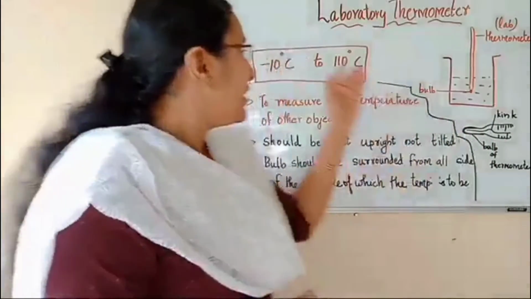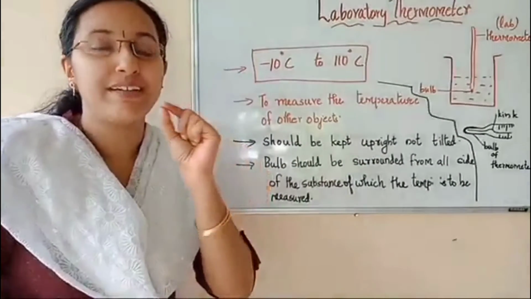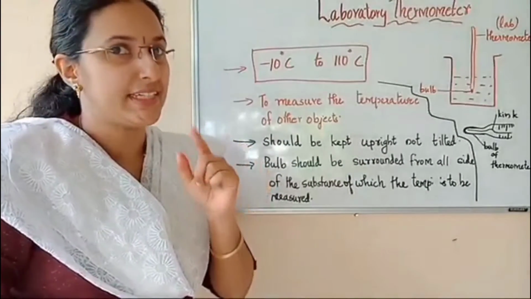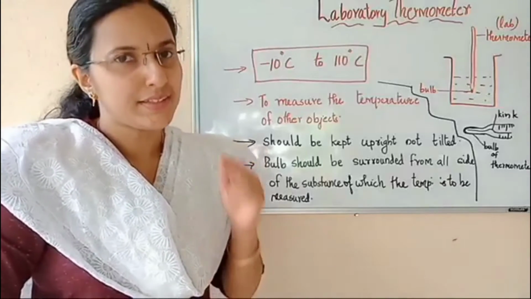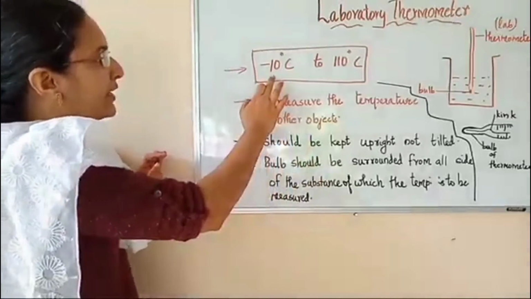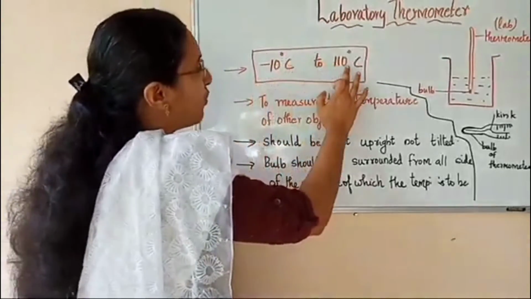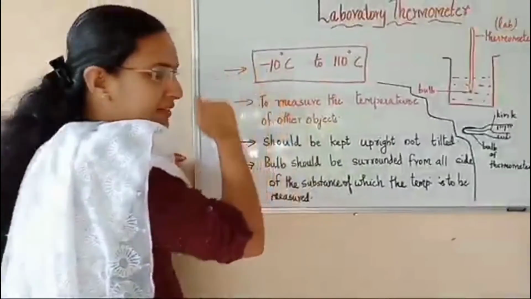So, here is the scale of the laboratory thermometer. In the case of the clinical thermometer, it starts from 35 degrees Celsius to 42 degrees Celsius. But in the case of the laboratory thermometer, it starts from minus 10 degrees Celsius to 110 degrees Celsius. Why is there a negative sign?